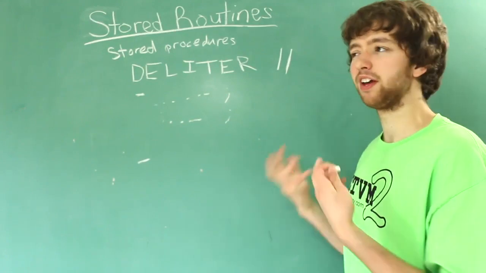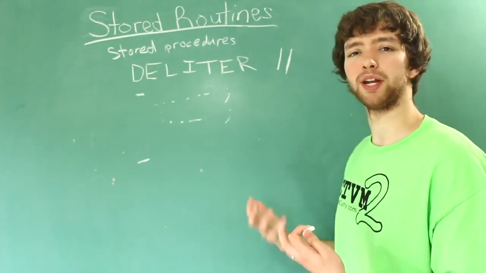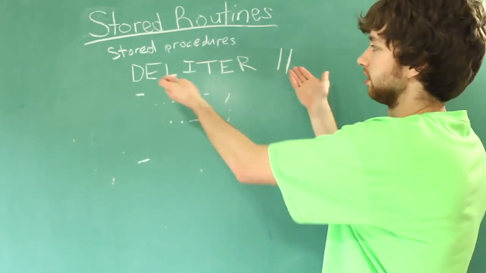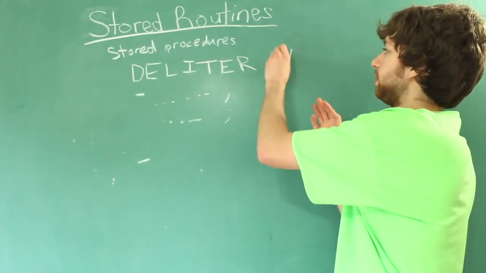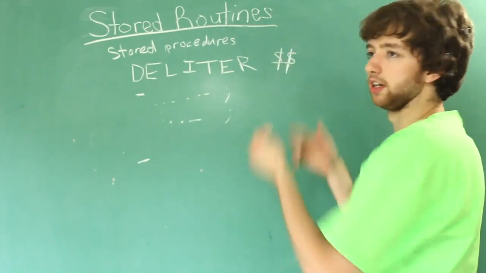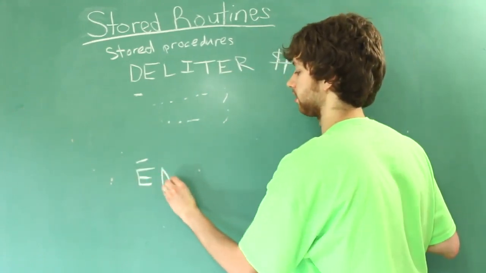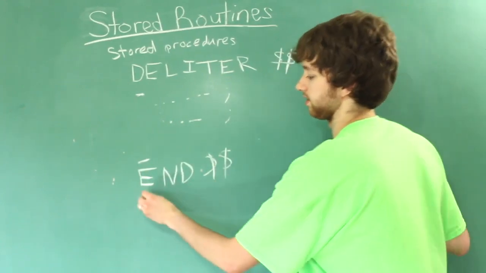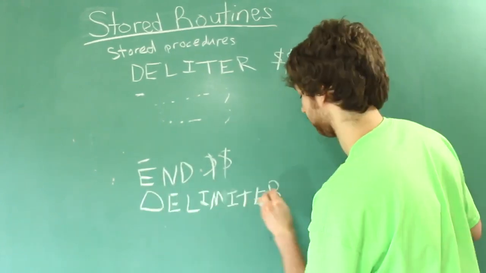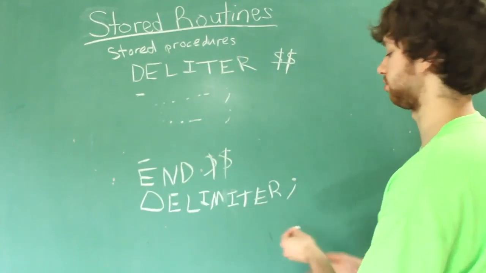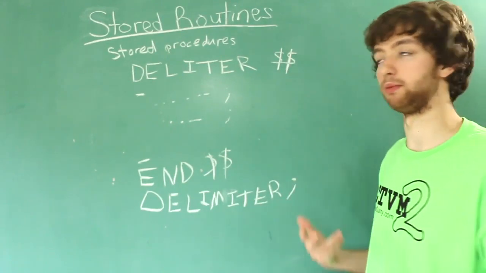It's kind of weird. It makes you think they probably could have made a way where you don't need to do that. But that's just how it is. You're going to have to remember to put delimiter and then whatever you want. A lot of people also use $ signs, but it doesn't really matter. And then when you're done, you can put the end keyword, whatever your delimiter is, and then say delimiter again, and then follow it with a semicolon. That'll tell it to go back to the normal standard semicolon to be the delimiter.